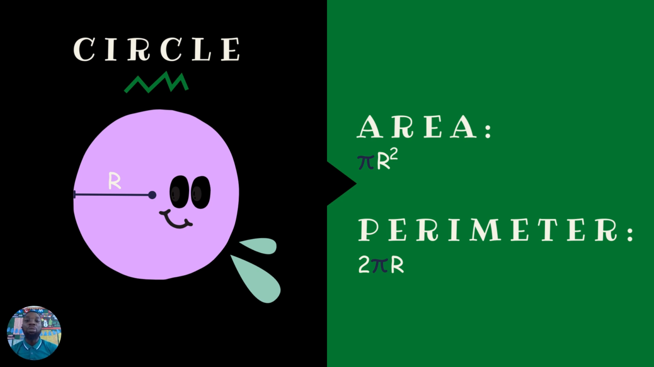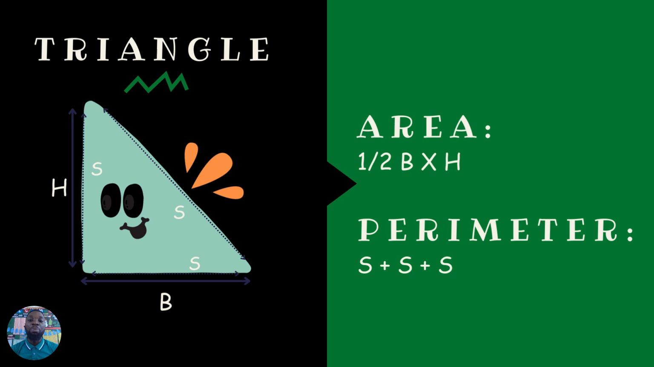Another shape you must know is the circle. The area of a circle is pi r squared, while the perimeter of a circle is 2 pi r. Don't forget the value of your pi. Pi is always 22 over 7, for the area and as well for your perimeter. It has the same value. Anywhere you see pi, you should know that it is 22 over 7.